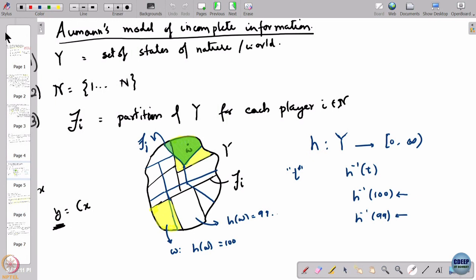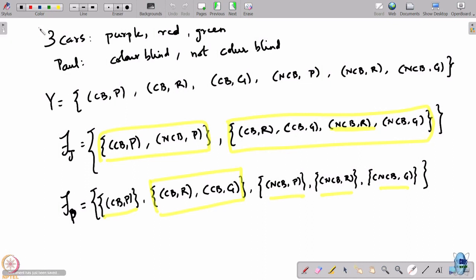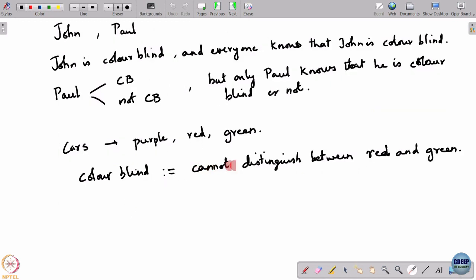From there we then took this example of two players, John and Paul. We knew that John was colorblind and everyone knew that. There were two possibilities for Paul, that he could be colorblind or not colorblind, but only Paul knew whether he was colorblind or not. And there were three cars in the race, and one of them could have won the race. The colors of the cars were purple, red and green. And the definition of a colorblind person was that the colorblind person cannot distinguish between red and green.